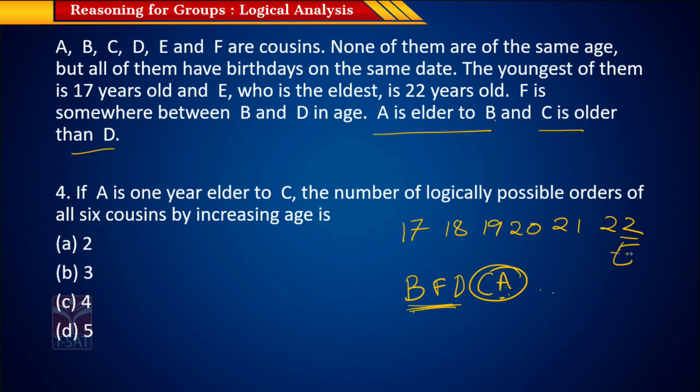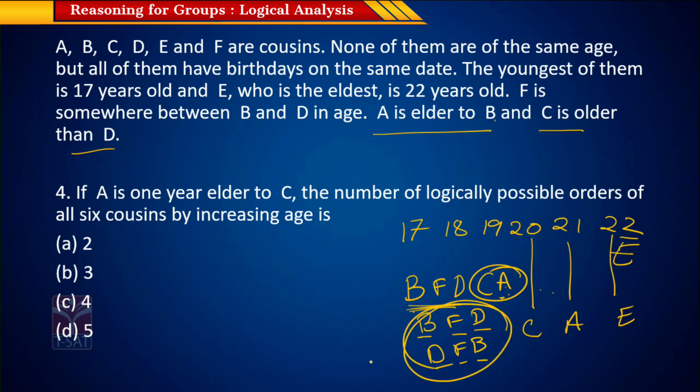So the only arrangement that is possible is C being 20, A being 21, E will always be 22, and here you have 3 ways. You have B, F, D or D, F, B, because F always has to be between B and D. So these are the 2 logical combinations that are possible. Nothing else is possible, because we cannot move the positions of the other cousins. So there are only 2 possible orders.